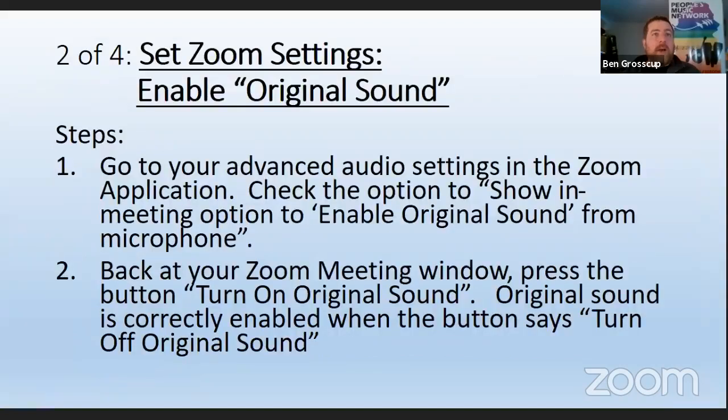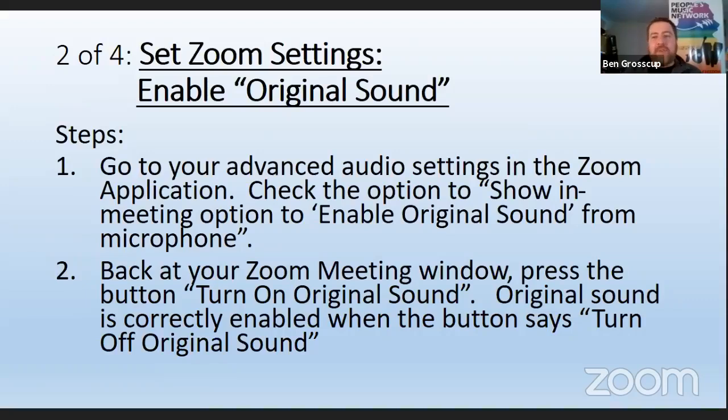Okay, we're going to talk a little more about this when we get into people's individual sound checks. But basically, you can go to your advanced audio settings to get your settings set right. So I said earlier that Zoom has default audio compression. Well, what this slide is all about is disabling that default audio compression. Okay, so the first one, you'd go into your advanced audio settings in the Zoom application, and you would check the option to show in-meeting option to enable original sound from microphone.